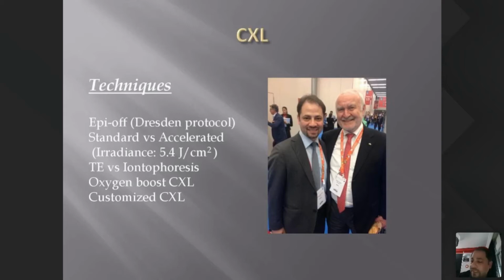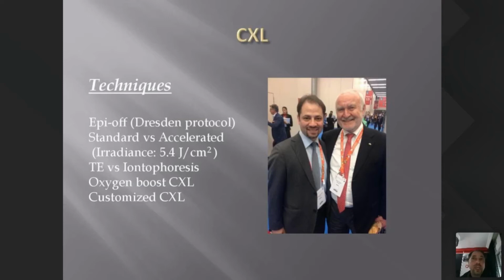However, the newer techniques came for many reasons. One of the most important things is to shorten the procedure time, because it was really too long to keep the patient for 1 hour occupying one of the rooms in the OR, or even as an outpatient, he's occupying one room, occupying 1 or 2 technicians, in addition to the doctor coming in and out. So it was a very lengthy procedure.